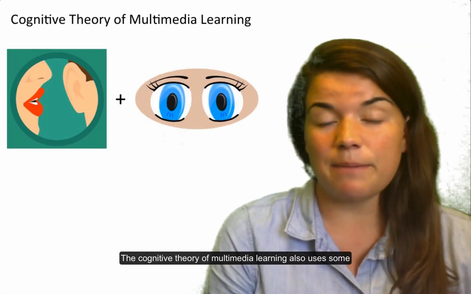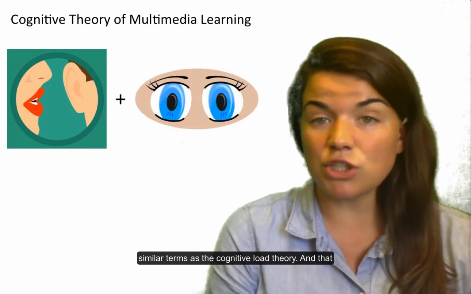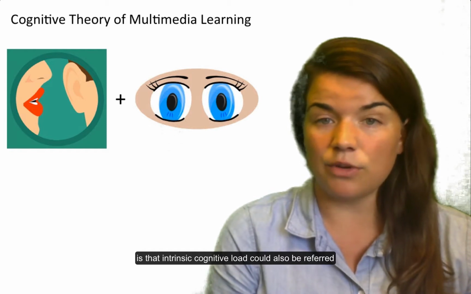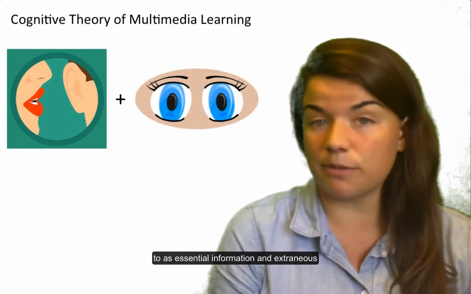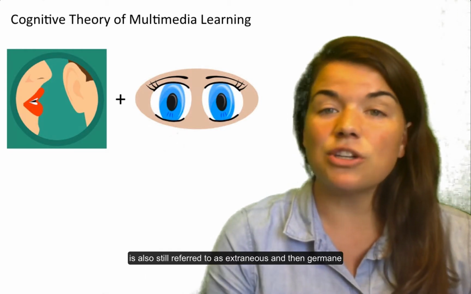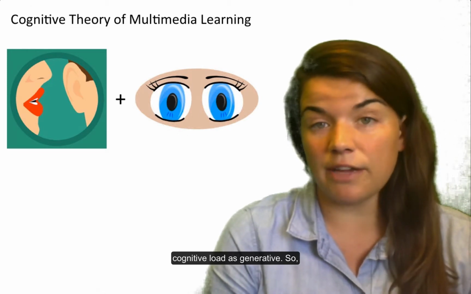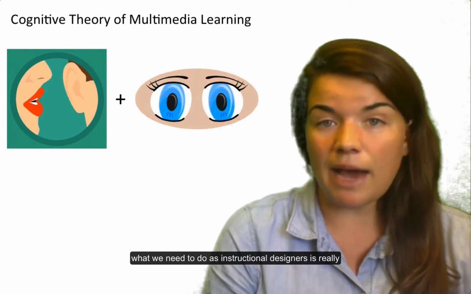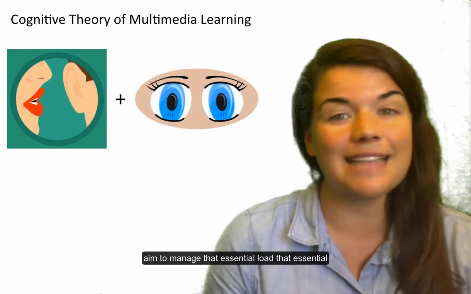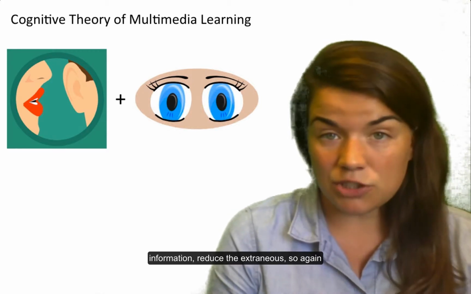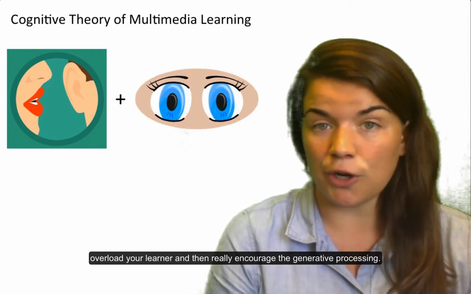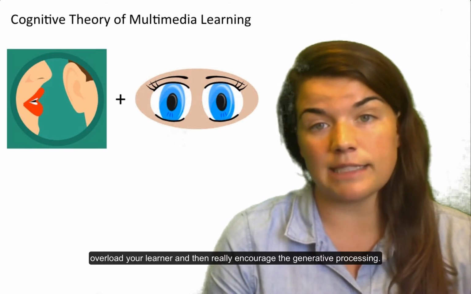The cognitive theory of multimedia learning also uses some similar terms as the cognitive load theory, and that is that intrinsic cognitive load could also be referred to as essential information, and extraneous is also still referred to as extraneous, and then germane cognitive load is referred to as generative. So what we need to do as instructional designers is really aim to manage that essential load, that essential information, reduce the extraneous, so again, get rid of the extra things that are going to either distract or overload your learner, and then really encourage the generative processing.